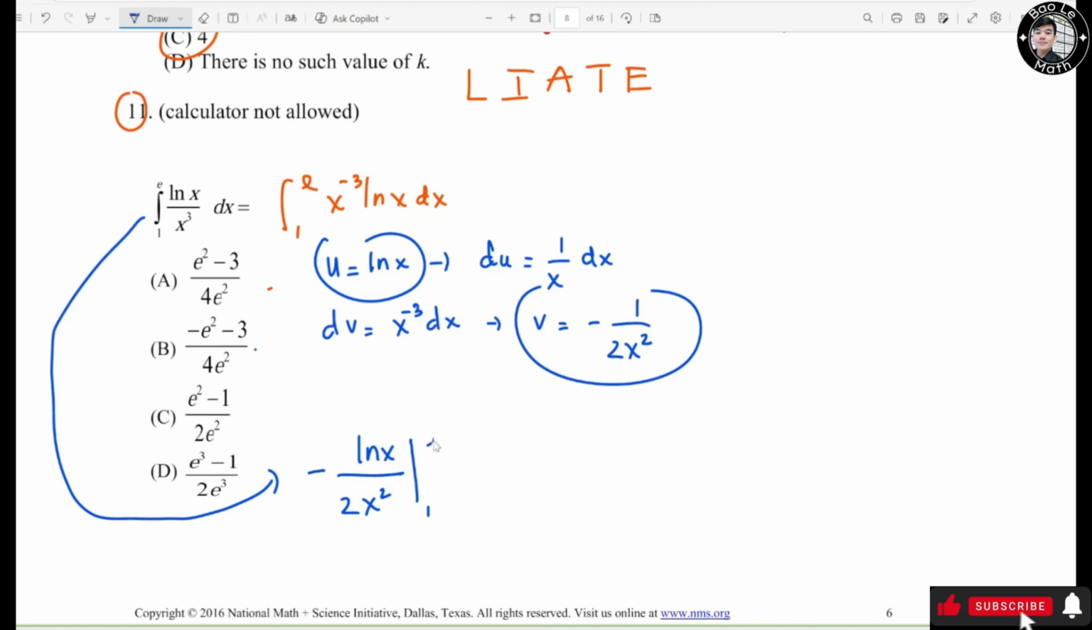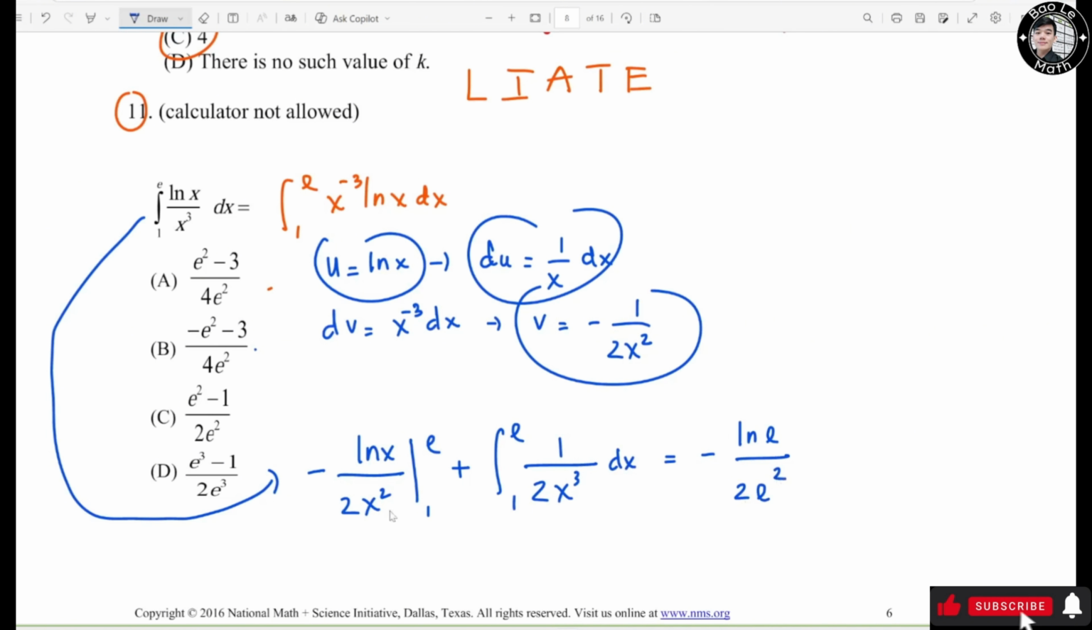Evaluated from 1 to e, minus v du, right? So the negative sign here becomes positive du right here. So it's going to be the integral from 1 to e of 1 over 2s cubed ds, right? So it's going to be negative ln e over 2e squared. Subtract, right here it becomes positive, right? ln 1 over 2 times 1 squared, right?